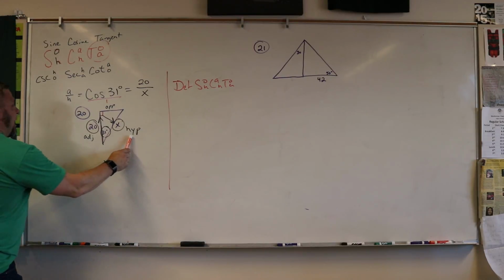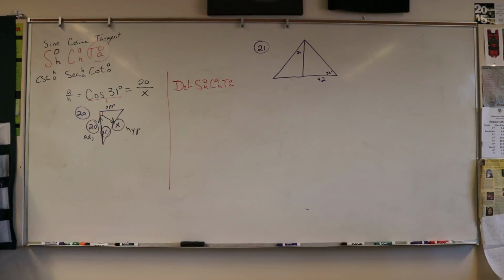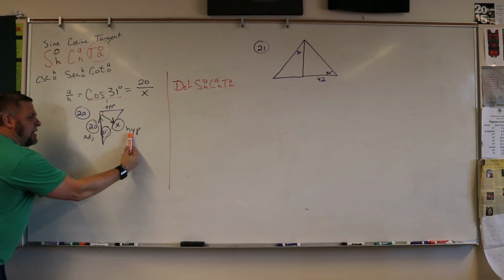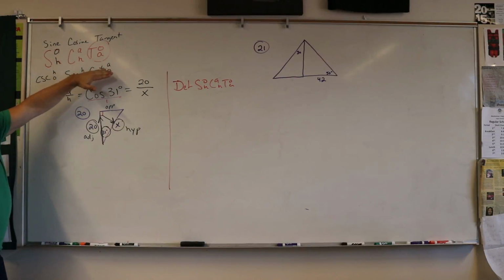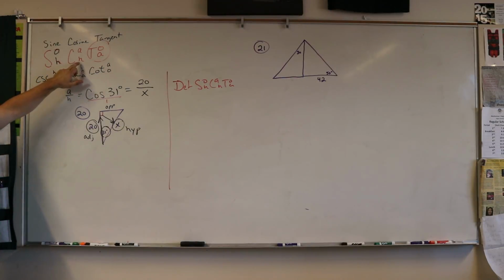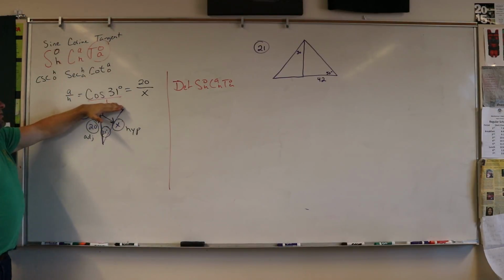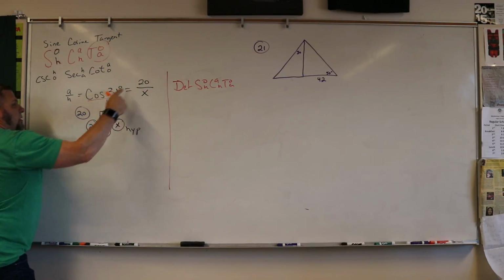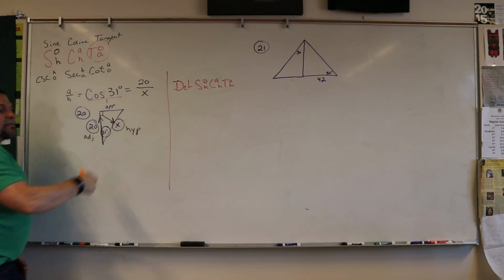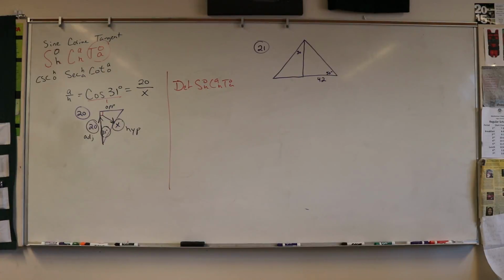once we know hypotenuse, opposite, and adjacent, then we look at what we have or want. And what we have and want is adjacent and hypotenuse. So we look up here and see which one is adjacent and hypotenuse, and that's A and H. So that's cosine. So we're going to start it off with cosine 31 is equal to the adjacent 20 over the hypotenuse x. Right? All right.